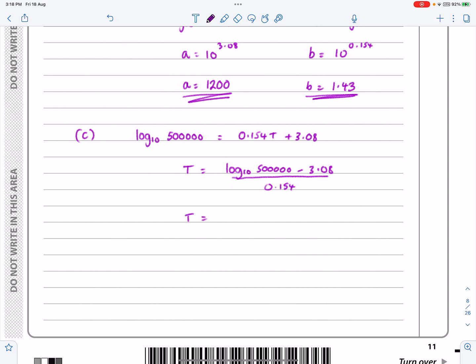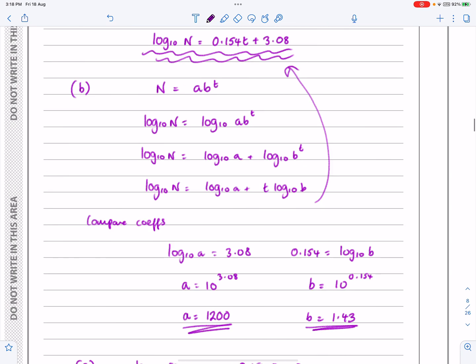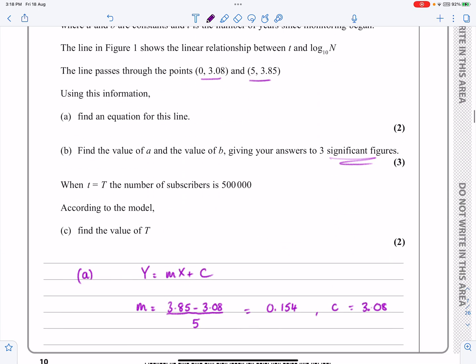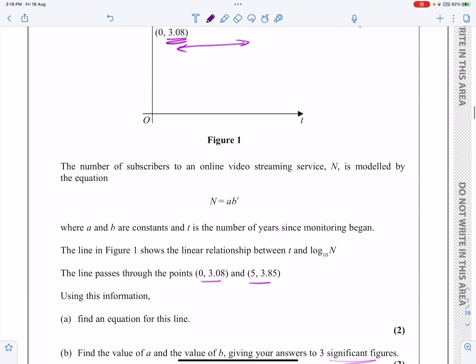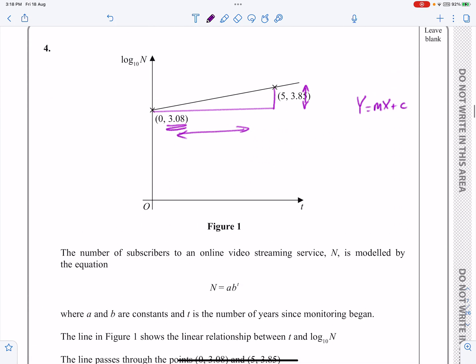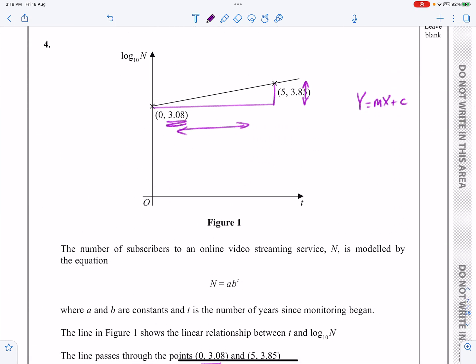This is just very basic IGCSE rearranging, and t works out to be equal to 17 if we do it to two significant figures. Okay, so it didn't say anything. That's why I was just looking at that last part to see. Didn't say, so we've just done it, rounded it up to 17. Right, hopefully that makes sense for a fairly straightforward question.